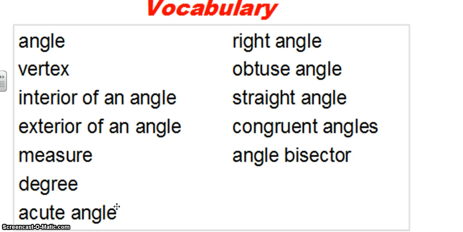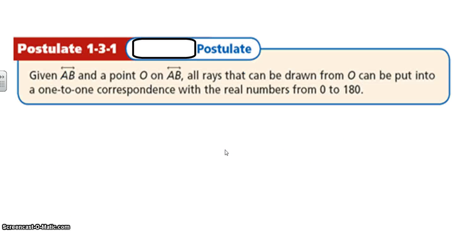Okay, so today the vocabulary for 1.3 is here. We're going to talk about angle, vertex, interior of an angle, exterior of an angle, measure, degree, acute angle, right angle, obtuse angle, straight angle, congruent angles, and angle bisector. Most of these terms have been discussed in math prior to this class.